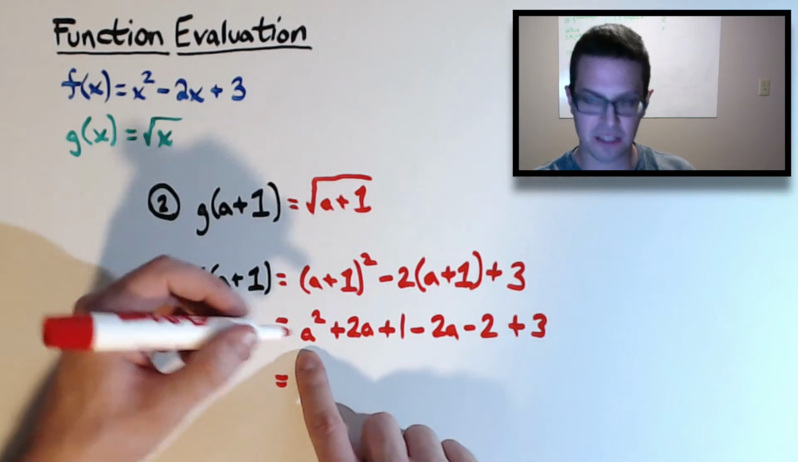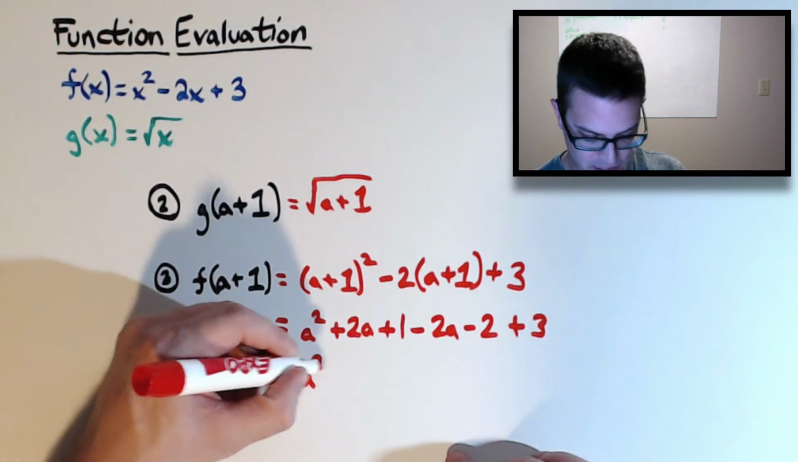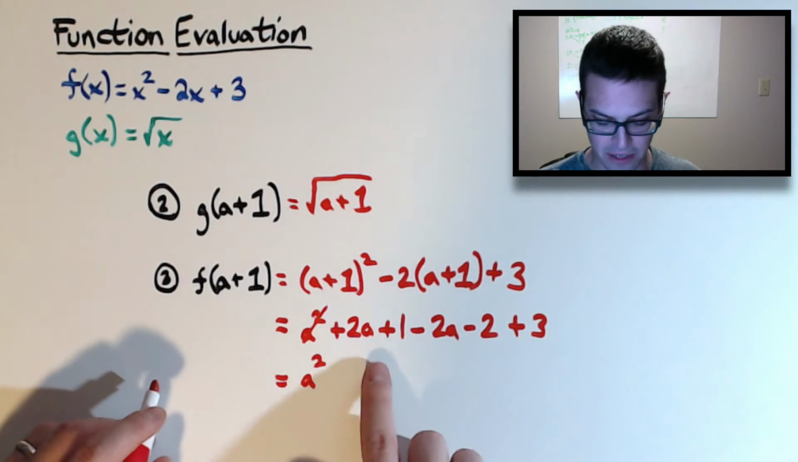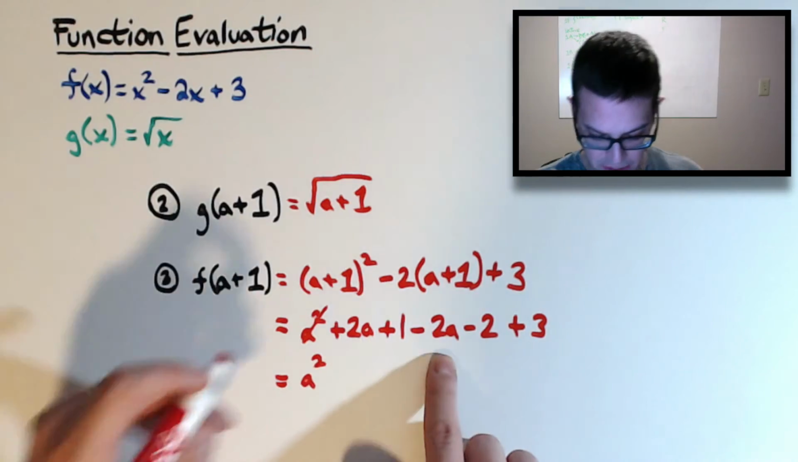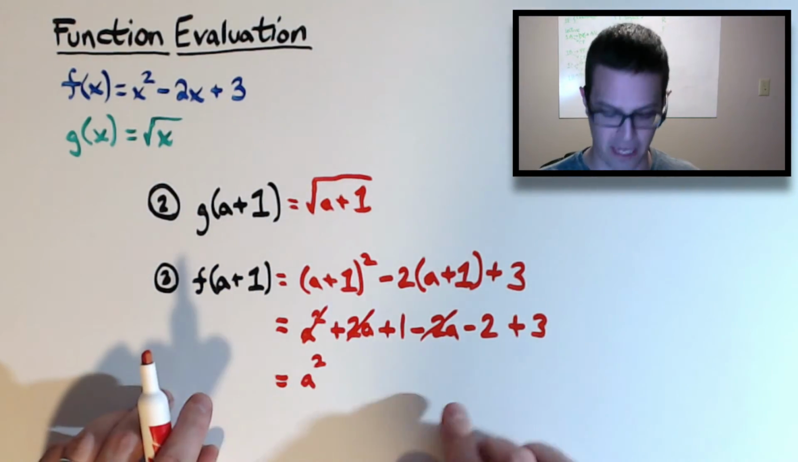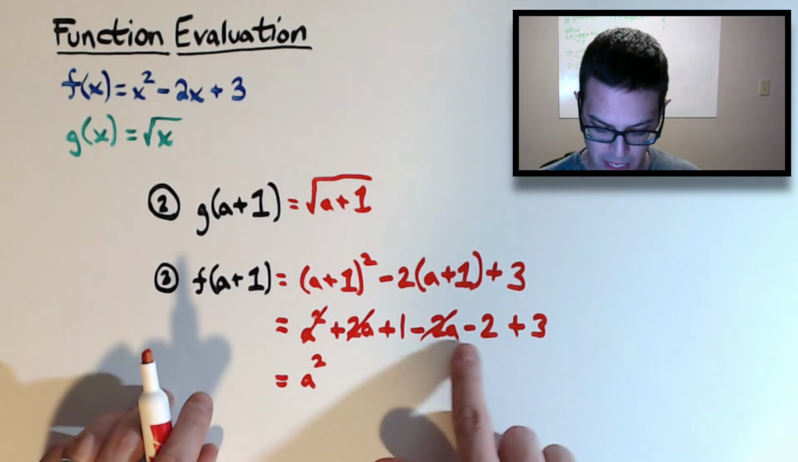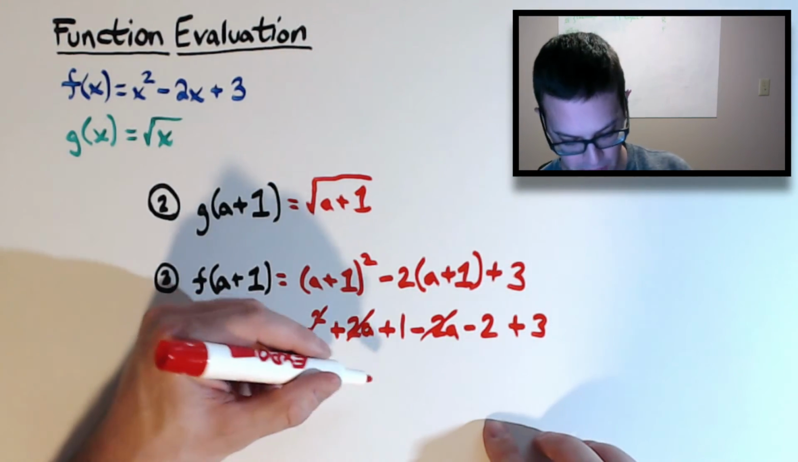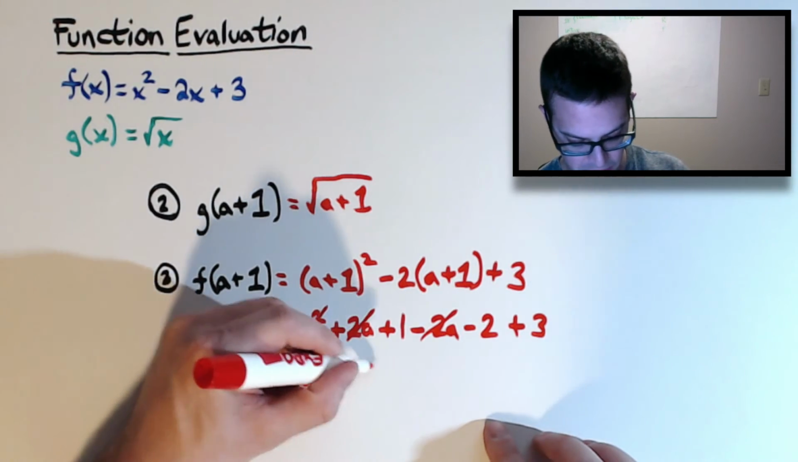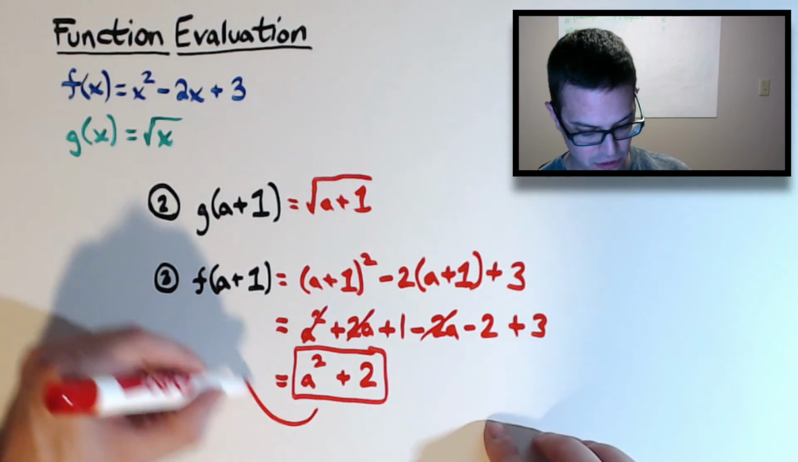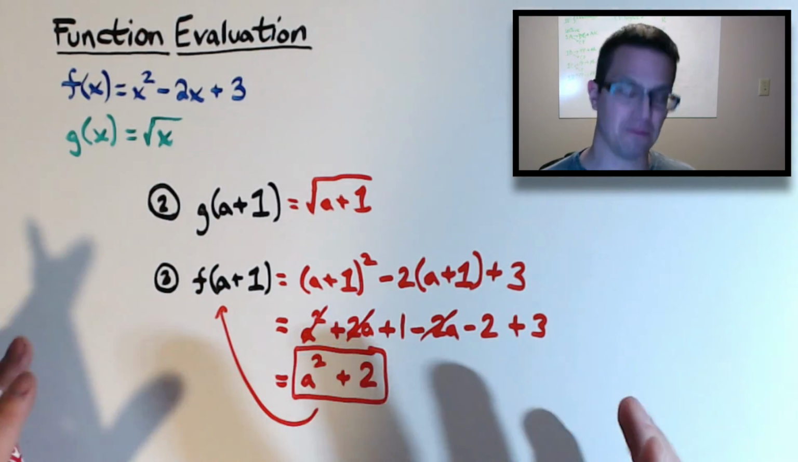There is nothing similar to the a squared here, so I'm just going to write an a squared. I'm going to put a line through it just because I dealt with it. I don't want to double count it or anything like that. This 2a and this 2a right here are actually going to cancel. So 2a minus 2a is going to cancel right here. Okay, then 1 minus 2 is going to be negative 1 plus 3. So negative 1 plus 3 is going to be positive 2, and you end up with the answer of a squared plus 2 is your answer for f of a plus 1.